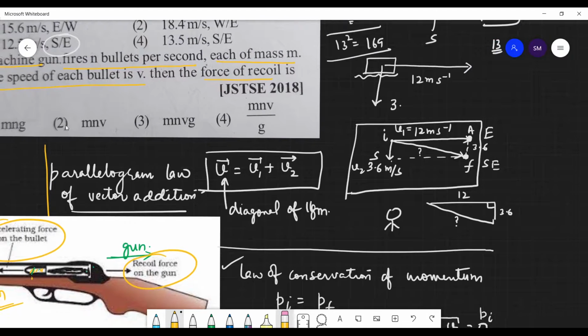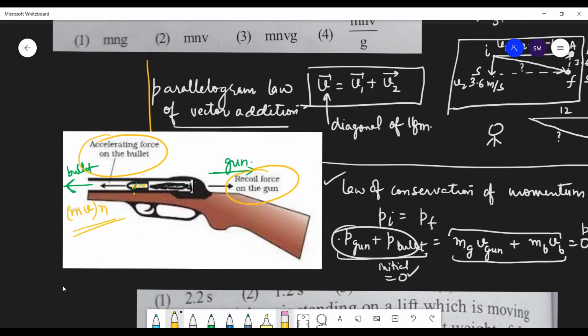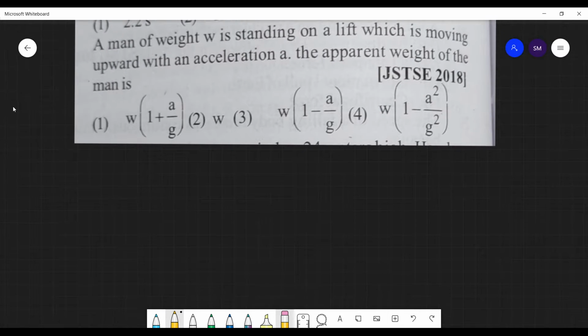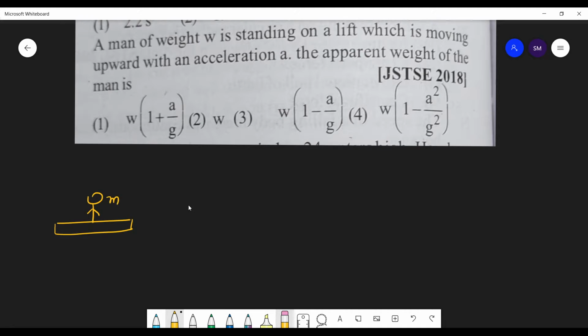Let's do the next question. A man of weight W is standing on a lift. So that's a lift, and this is the man, and his weight is W. So this man has weight W.